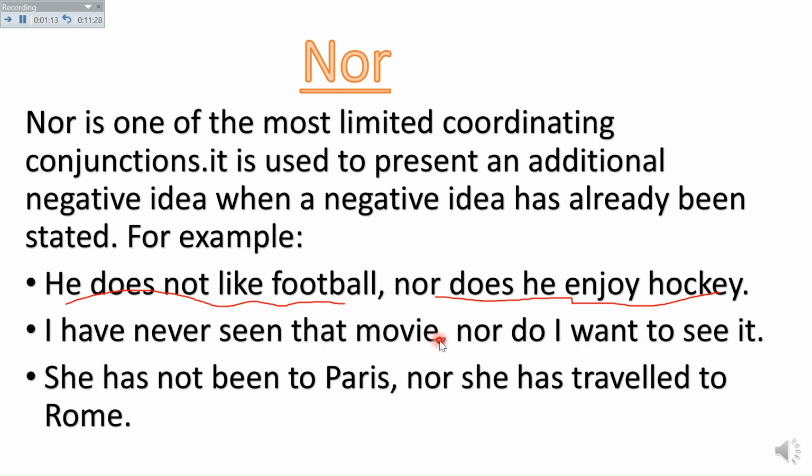So we will use a comma here. She has not been to Paris, nor has she traveled to Rome. This means she has never been to either city. Since both clauses are negative, we use nor, which is a coordinator. We will use a comma here.